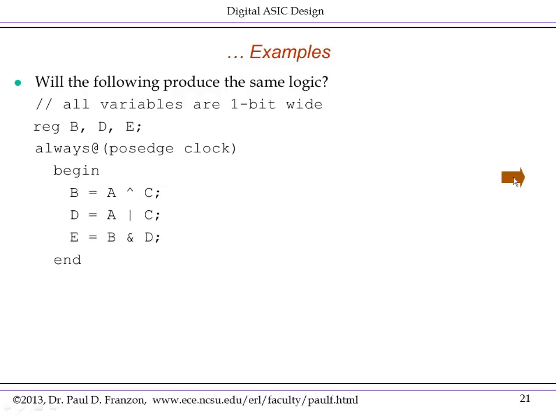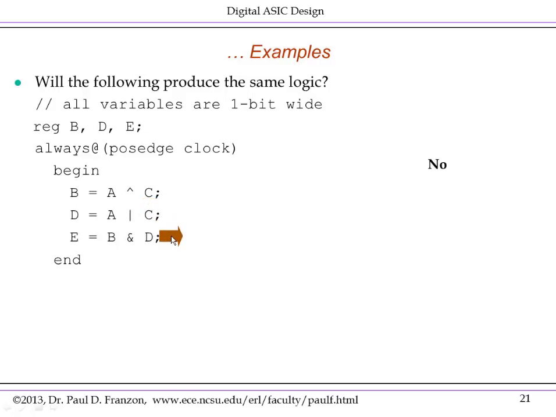On the other hand, if we forgot to use non-blocking assignment and we use blocking assignment, would we get the same logic that I had 2 slides ago? The answer is no, I would not. Why is that? Well, B equals A hat C, D equals A or C. These are fine. They'll both use the values of A and C that existed before the rising edge clock event.